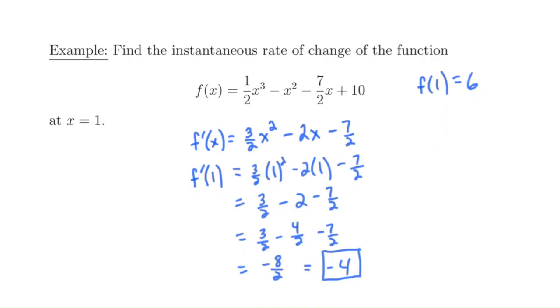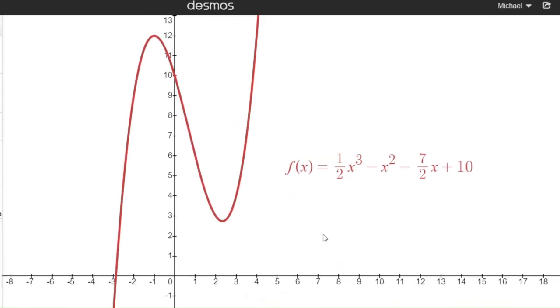Now graphically, what does this mean? Well, let's go to Desmos. Here's the graph of that function, f of x. And our point, (1, 6), is the point on the graph here. And again, that just means that f of 1 is 6, or the height of the function at x equals 1 is 6. The question, though, is what is the slope of the tangent line at that point? And it turns out when we figured it out, the slope was negative 4. And notice that looks reasonable here. It looks like that blue line could have a slope of negative 4.